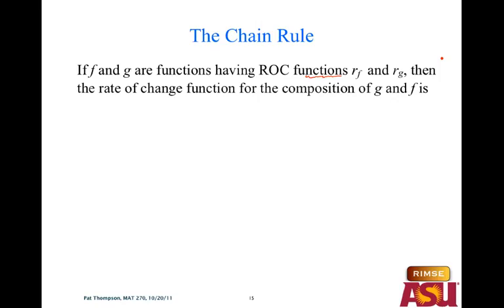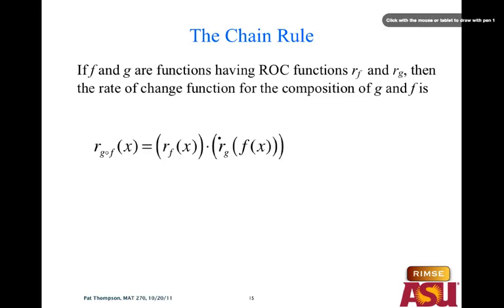Okay, so let's summarize that. If f and g are functions having rate of change functions r sub f and r sub g, then the composition is this. The change in f is r sub f of x times as much as the change in x. And then the change in g is r sub g times as much as that change in f, not x. This is a key part. The rate of change of g now applies to the change that we got in f, not x.